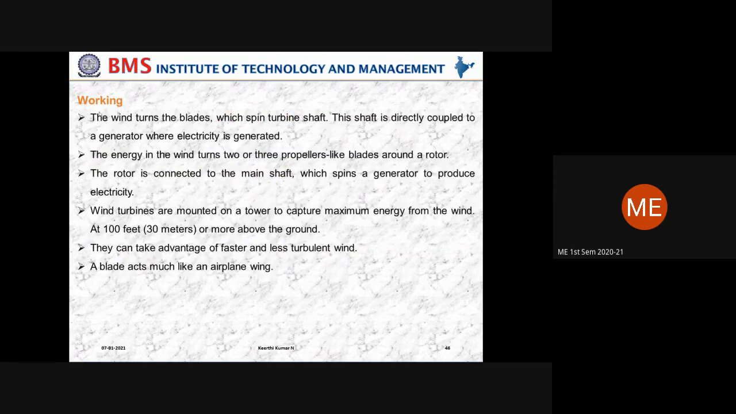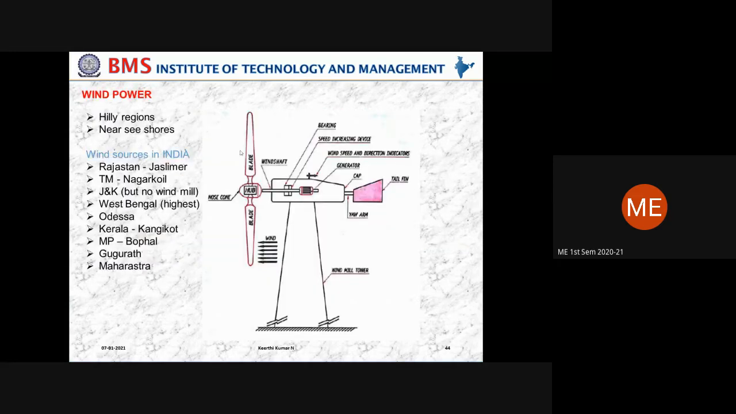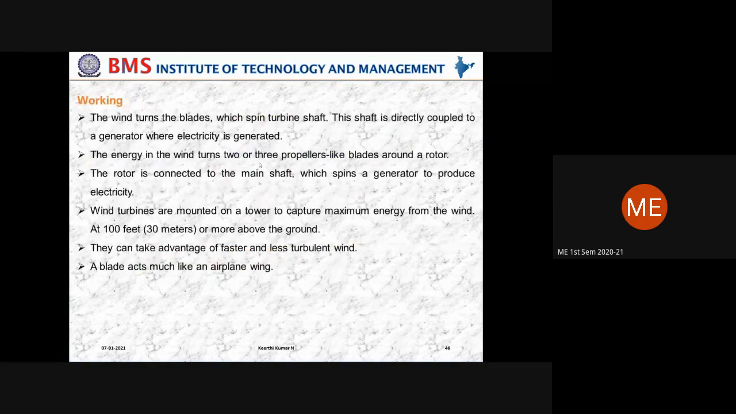Okay, and then how is it going to work? I already explained, I'll just read out the points. The wind turns the blade, which spins the turbine shaft. The shaft is directly coupled to the generator where electricity is generated. That means once the wind is blowing, it rotates the blade. Because of the rotation of the blade, the shaft rotates, and then it is connected to the generator, and electricity is generated. Then the energy in the wind turns 2 or 3 propellers. Usually it will be 3 propellers, also called blades. And the rotor is connected to the main shaft, which spins a generator to produce electricity.